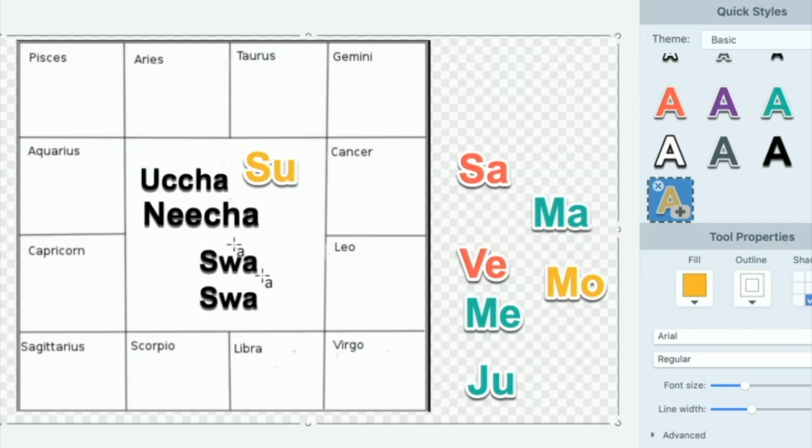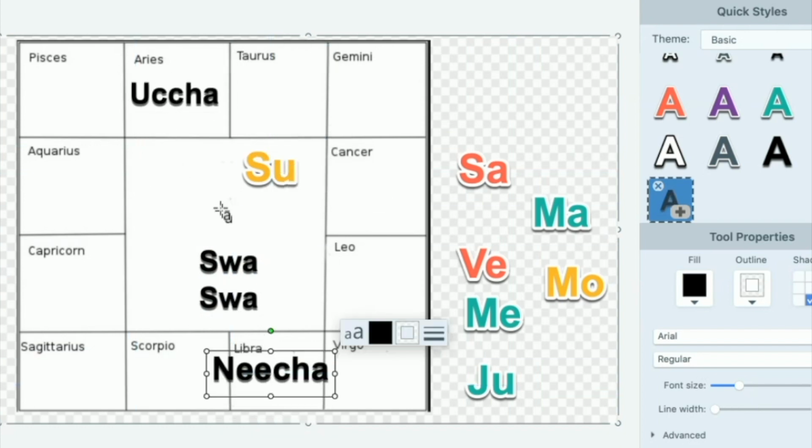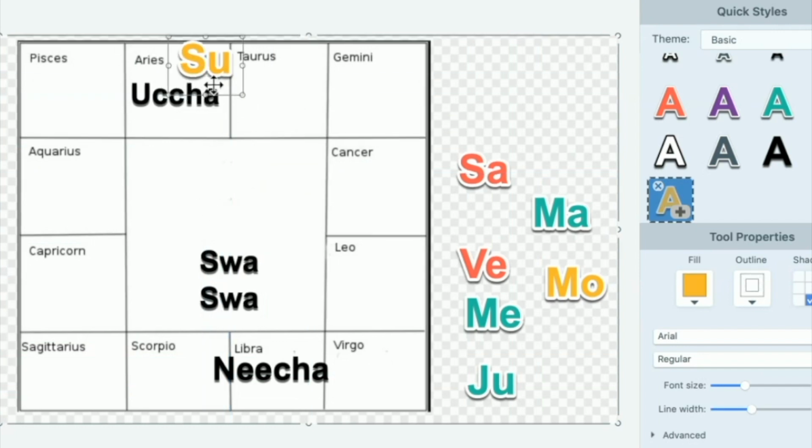Sun is exalted in Aries and debilitated in Libra. Now why? How do you remember? Why is it exalted in Aries and why is it debilitated in Libra? Aries is a fiery sign. Yes, and Sun is a fiery planet, obviously, right? So why is it exalted in Aries?